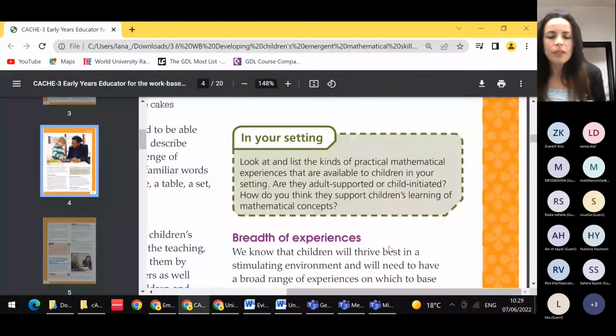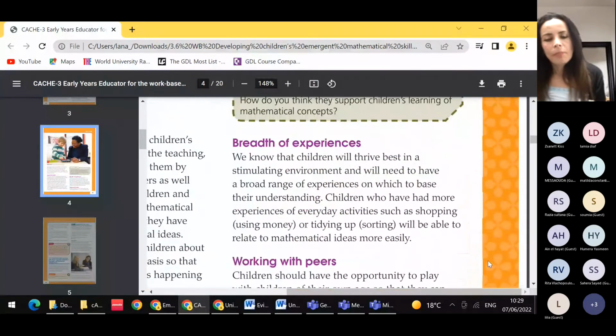Also, we have the breadth of experience, which means how wide their experience is, how big their experience. So if the child has a very supportive environment, every day we teach him new things, they will be thriving. They will be doing very well. Why? When they go to the school. Why? Because they have a broad range of experiences. We've been teaching them everything: shapes, colors, numbers. This is all will be very good for them.